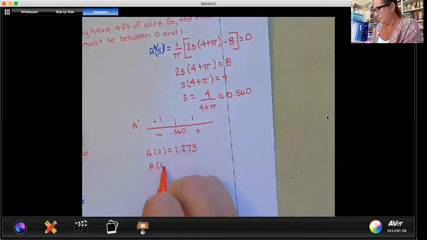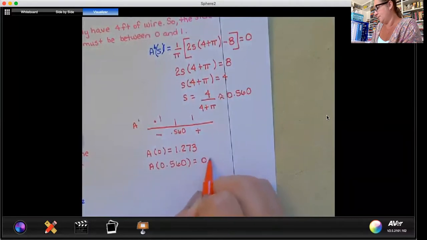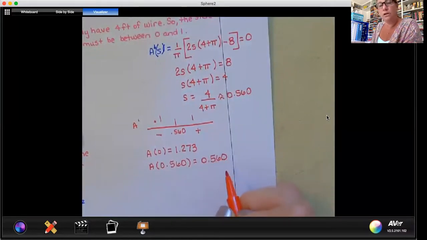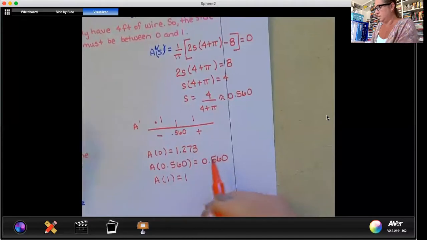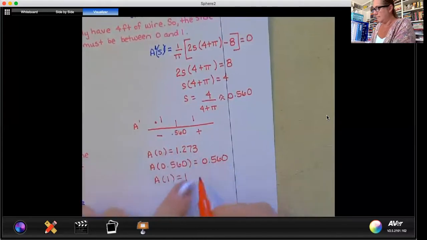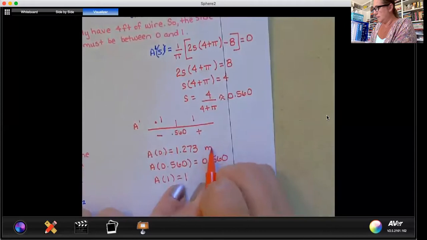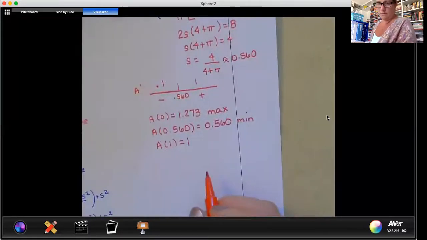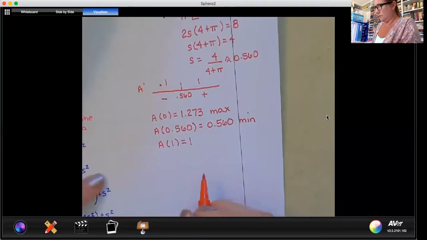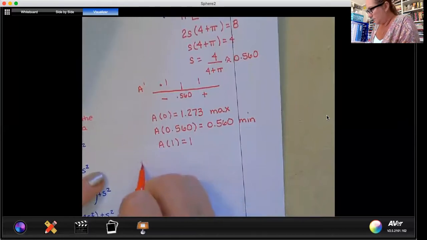Back into that formula, plug in 0.560, and you get 0.560. Again, use your calculator, store these values, find it, and check that these are indeed correct. And then if you plug in 1, you get 1. So looking at these values, this would be a maximum and this would be a minimum. Interpreting what we have found might give you some interesting results.